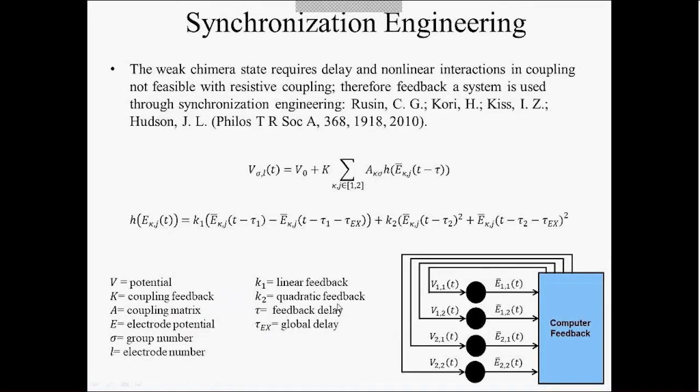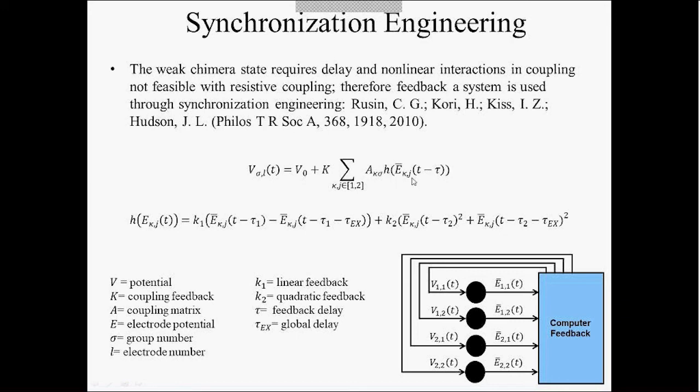And so, in order to apply nonlinear interactions in our system, since resistance is linear, we had to use an engineering method through a feedback system in order to get nonlinear coupling in our system. This is done through the electrode potential, where the electrode potential of each electrode is collected by a computer, and then we feed back a certain V_t unique to each electrode through this equation here, where we have set a V0, or a set potential, a coupling strength, and then this is an adjacency matrix, so that determines which elements are connected to each other.